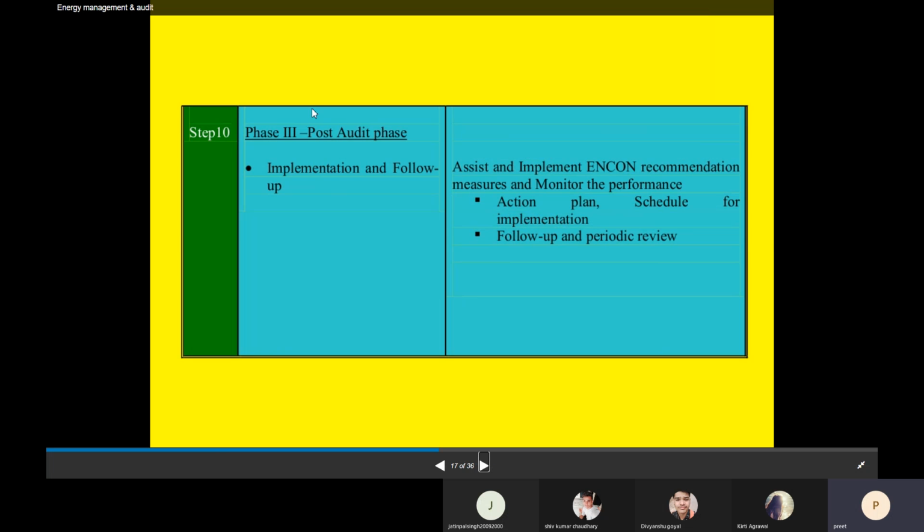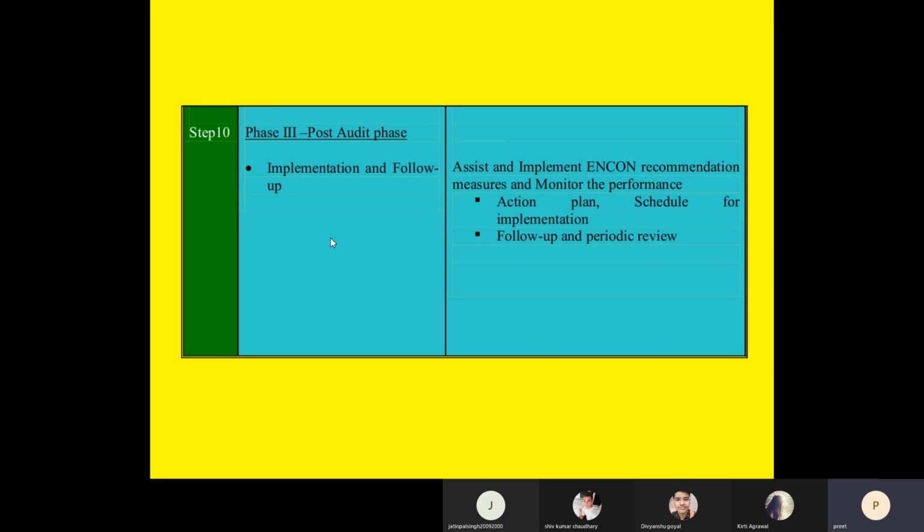For phase 3, that is the post audit phase, once your audit is done, what should be the next step? Step 10 is implementation and follow up. Now you have done your audit, you have suggested the improvements and changes which could be made so that energy efficiency or cost will be improved. For that, you now need to do the implementation and take the follow up. So this step comes under phase 3, and that is step 10 of the whole process.